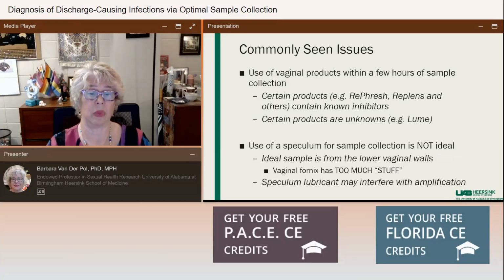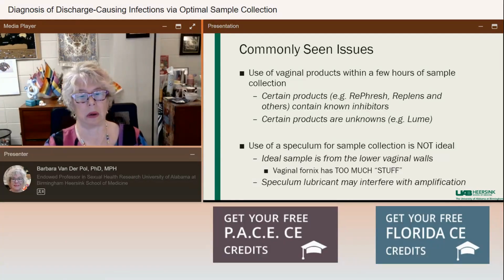Further, beyond it being collected from the wrong spot, when you put the speculum in, you've just covered up that lower vaginal wall, so you can't collect from that spot. And some people still use lubricants with the speculum, and again, that may interfere with amplification. So it's really critical to ask about products and to collect prior to speculum insertion.